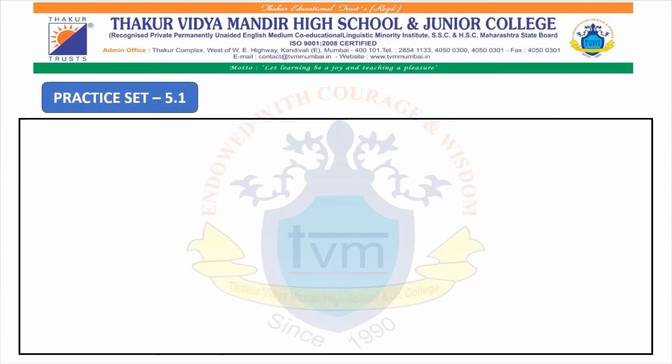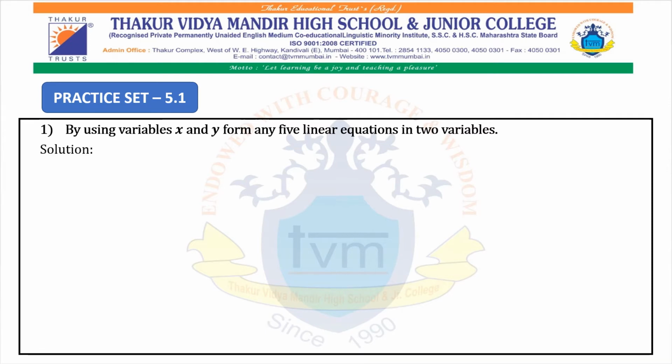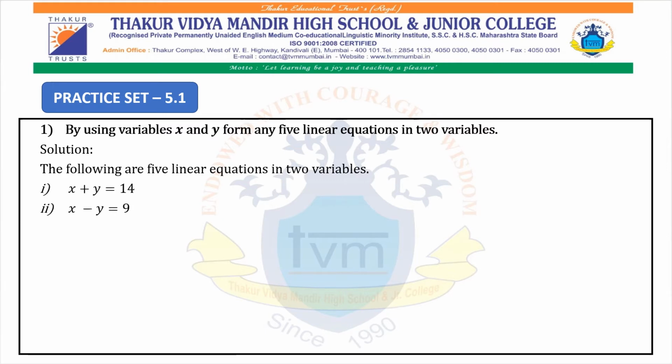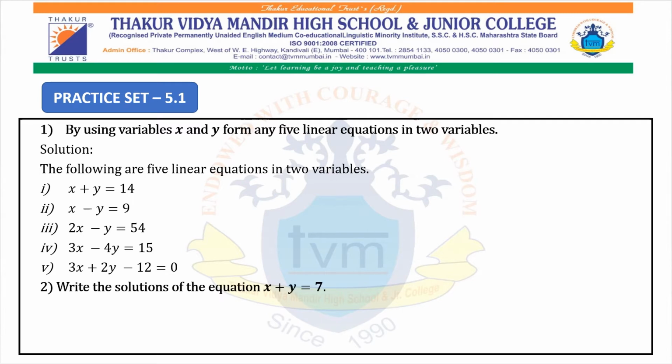Let's see practice set 5.1. Question 1. By using variables x and y, form any 5 linear equations in two variables. Solution. The following are 5 linear equations in two variables. First, x plus y is equal to 14, x minus y is equal to 9, 2x minus y is equal to 54, 3x minus 4y is equal to 15, 3x plus 2y minus 12 is equal to 0.